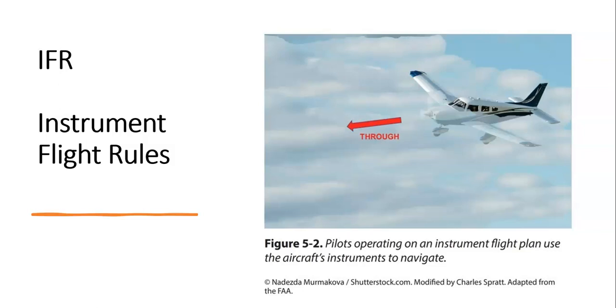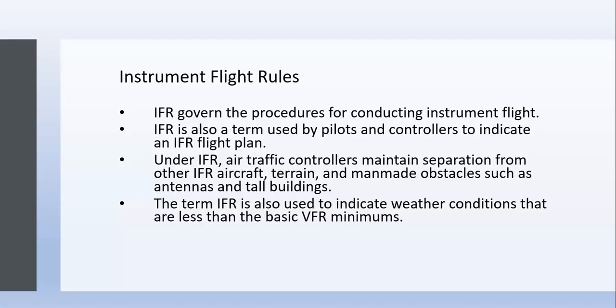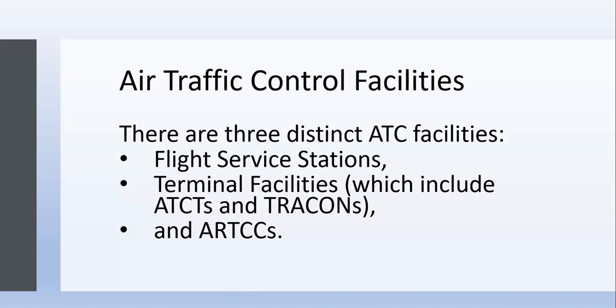Instrument flight rules, or IFR, are for pilots operating in instrument conditions or when they are flying under an instrument flight plan, using the aircraft's instruments to navigate. So instrument flight rules govern procedures for conducting any instrument flight. IFR is also a term that is used by both pilots and controllers to indicate an IFR flight plan. When you're flying under instrument flight rules, air traffic controllers maintain separation from other IFR aircraft, terrain, and also man-made obstacles like antennas and tall buildings. The term IFR is also used to indicate weather conditions that are less than the basic visual flight rule weather minimums. And again, those minimums depend on the airspace that you're operating in. These are important things to remember.